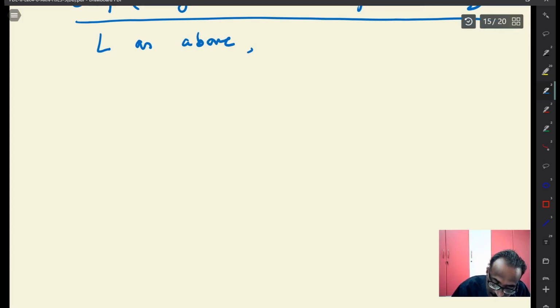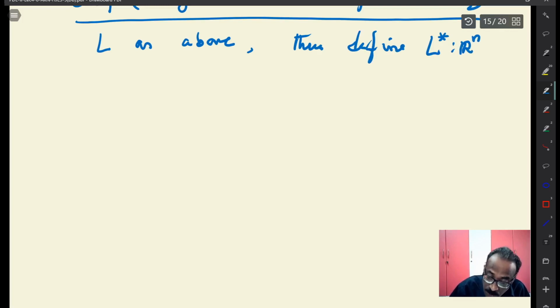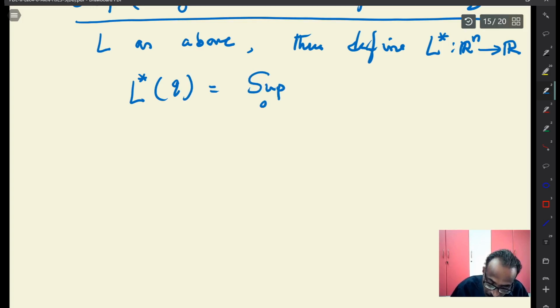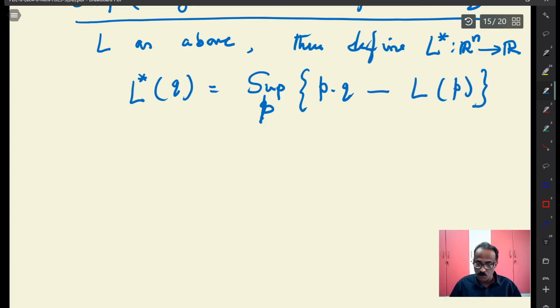Then define L star, which is a dual, but it's R^n to R^n only. Later you will see soon that L star is nothing but H. I can always define this one, L star, so I will use the dual variable only. L star of Q is equal to the supremum over P of P dot Q, these are all vectors, minus L of P.